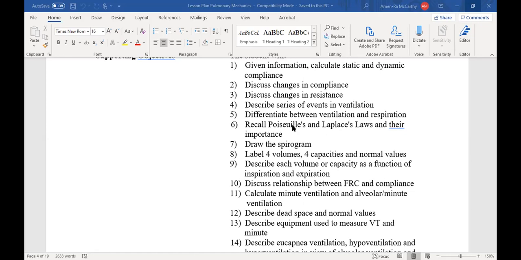Pulmonary, you're going to learn who he talks about resistance. He says that if I decrease the diameter of a hole by 1/2, I will increase the resistance by 16 times. Okay? Poiseuille's law says if I decrease the diameter of a vessel, water hose, whatever it is, by 1/2, then I will increase the resistance inside of there by 16 times.